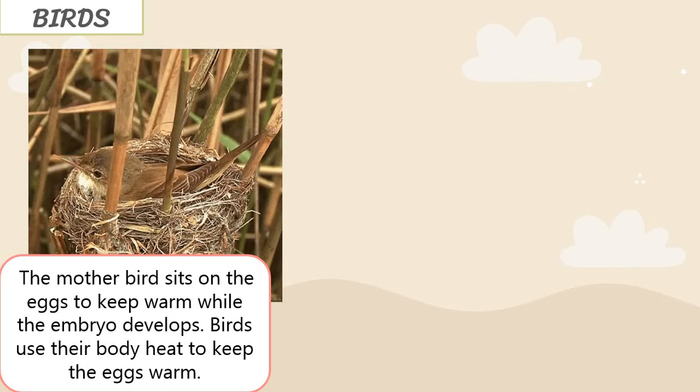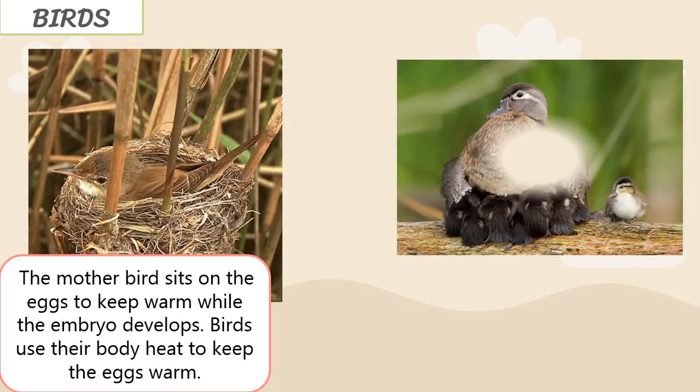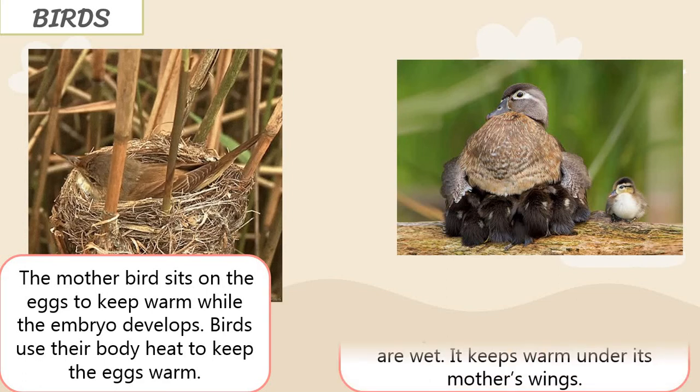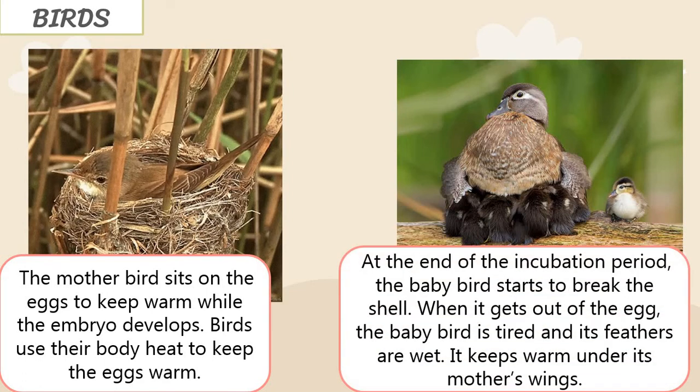At the end of the incubation, the baby birds start to break the shell. When it gets out of the egg, the baby bird is tired and its feathers are wet. It keeps warm under its mother's wings. The baby bird gets its food from its mother until it is ready to look for its own food.